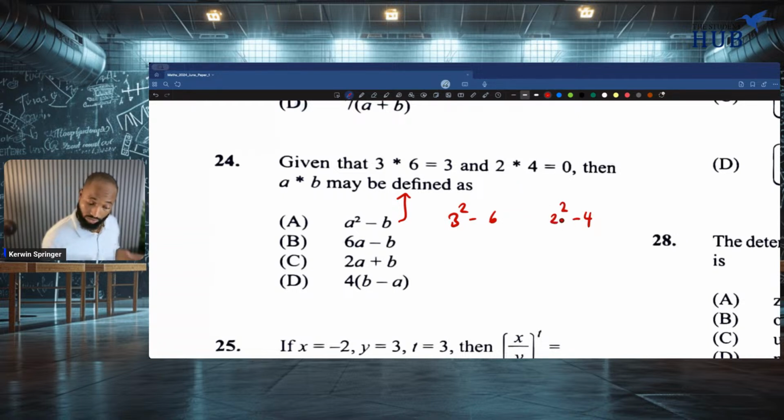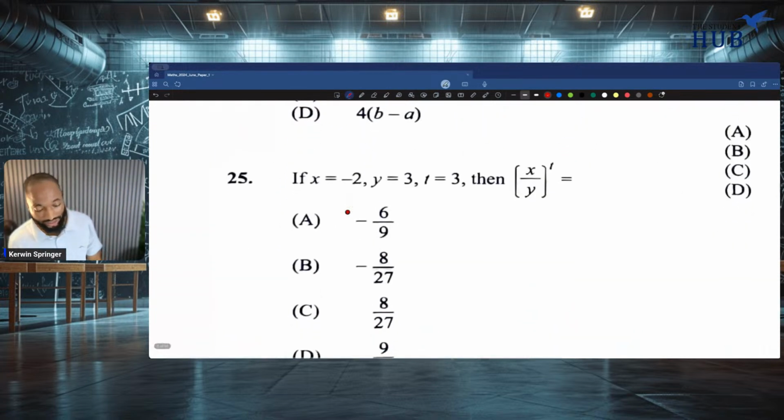Why does the first one seem like it works? Right off the bat, it seems like you're doing 3 squared, because I'm seeing if a star b could be this: square the first number minus the second. So 3 squared minus 6, 9 minus 6 is 3, yeah? And 4 minus, the answer is 8. What a lucky thing. I'm not going to check the rest. So you can check it and see that I don't.